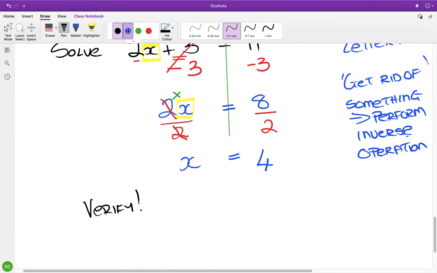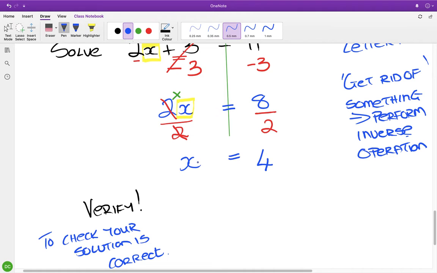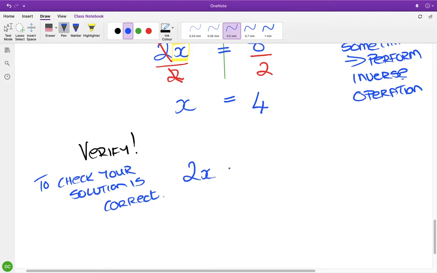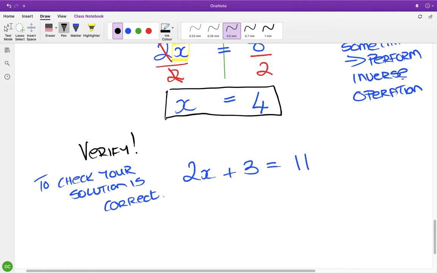So verify basically means to check your solution is correct. Okay, so if I take 2x plus 3 equals 11, and I'm going to check, so I found out that x was 4, so if I take the 4 and put it in here, it should work.